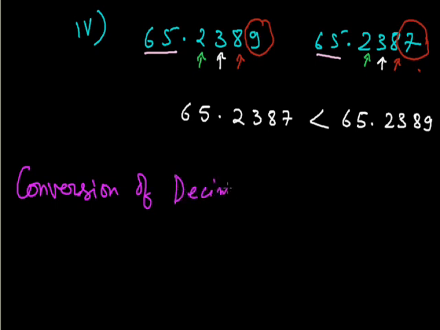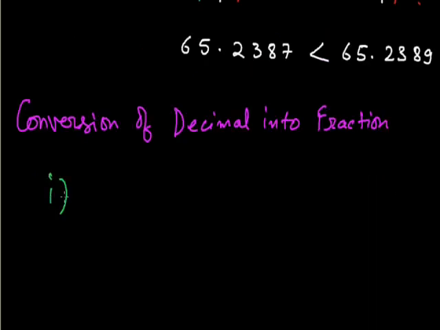Next is conversion of decimals into fractions. If we are given a number 6.29 and we have to convert this decimal number into a fraction, it is very simple. First of all, we will write the number 629, and we have two digits, or we can say two decimal places. So we will put 2 zeros after 1 in the denominator. This is the fractional representation of decimal 6.29.